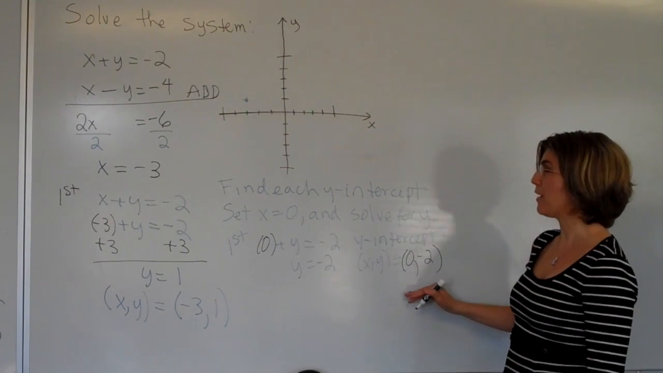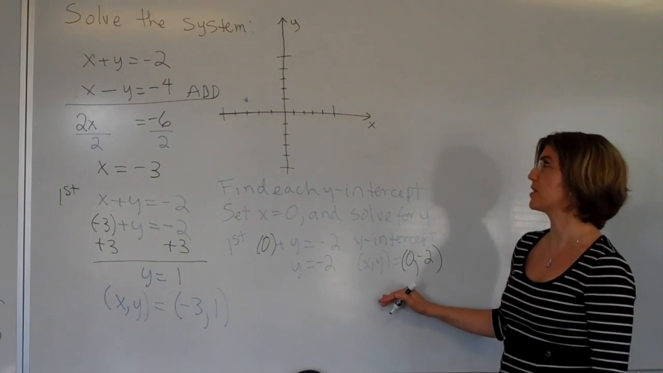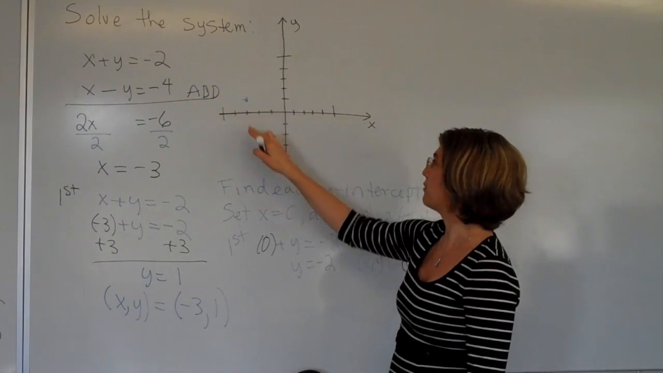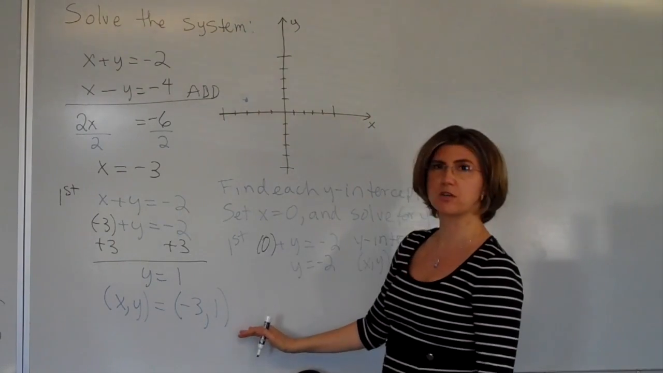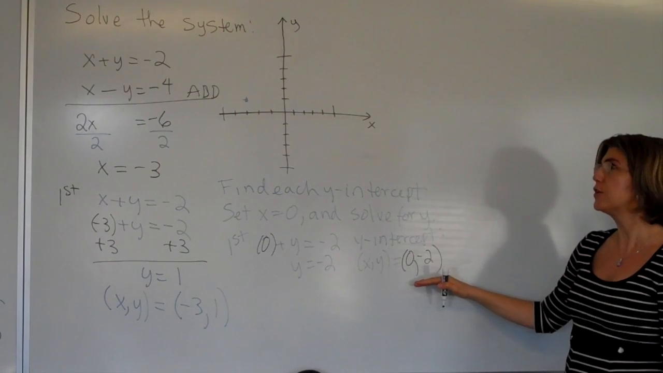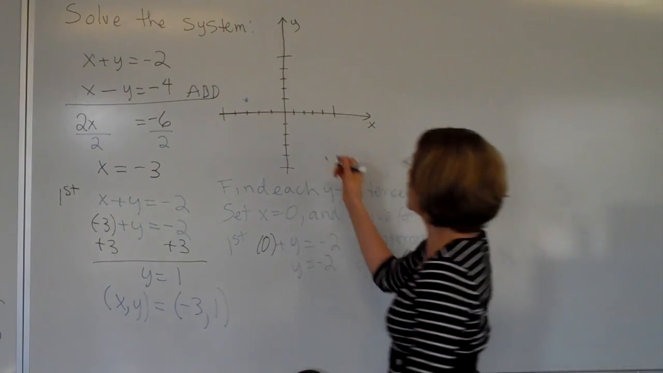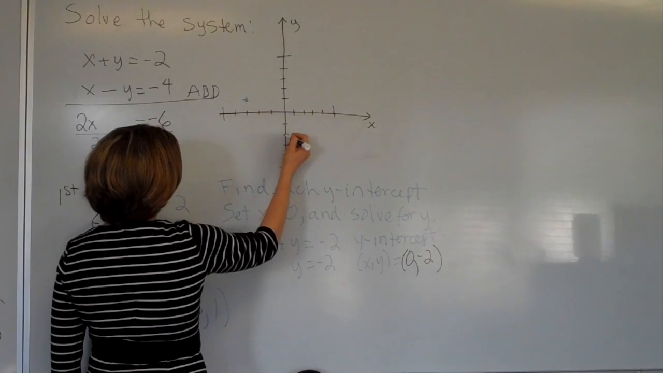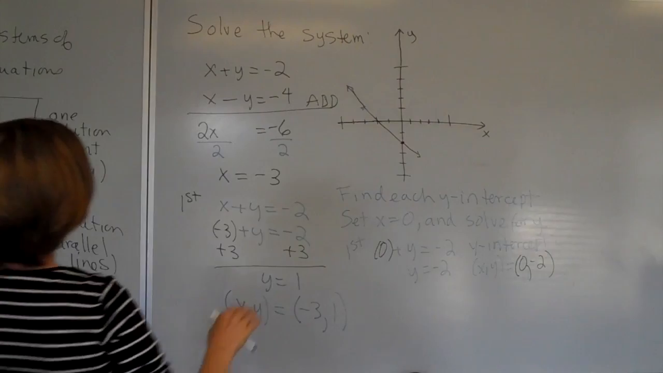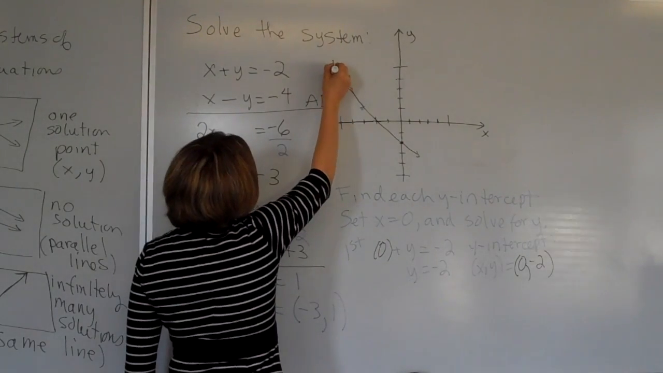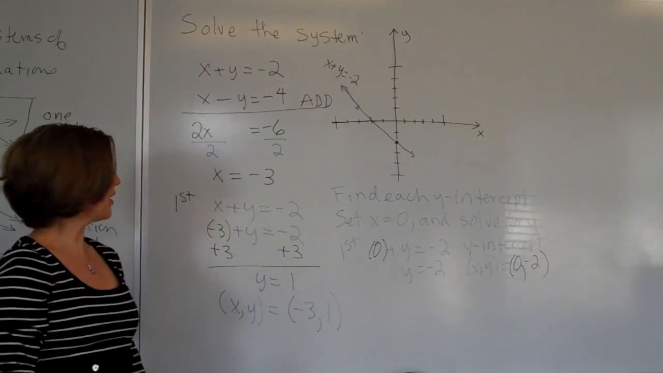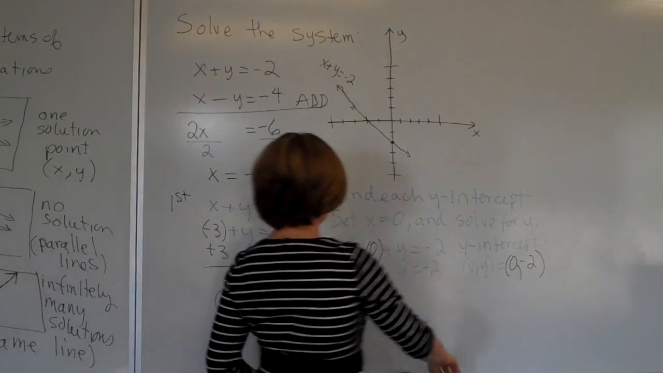Now, let's graph this, and then we'll find the y-intercept for the second line. So we already know that this point is on the graph, the (-3, 1), because that was our solution point that's on the graph of each line. Now we additionally know that (0, -2) is on the graph of the first line. So we're going to start here at 0, we're going to go down 2, and then we're going to connect the dots. So this is the line that corresponds to x plus y equals minus 2, the line shown in black.